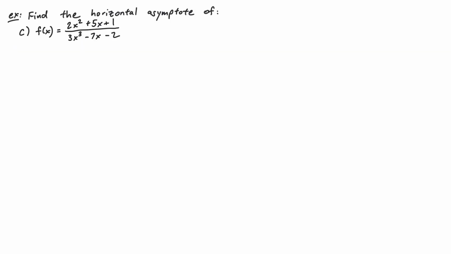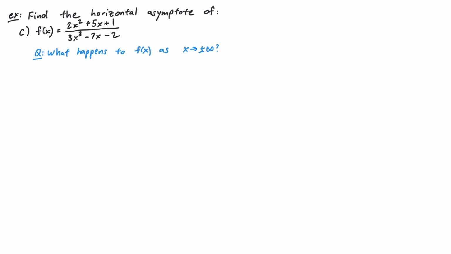In example C here, we want to find the horizontal asymptote of the function f of x equals 2x squared plus 5x plus 1, all divided by 3x cubed minus 7x minus 2. This time, the degree of the numerator is 2, the degree of the denominator is 3. If we want to find the horizontal asymptote, we would need to determine the end behavior for this rational function, which means we want to ask ourselves, what happens to our function or our outputs as x goes to infinity or as x goes to negative infinity?